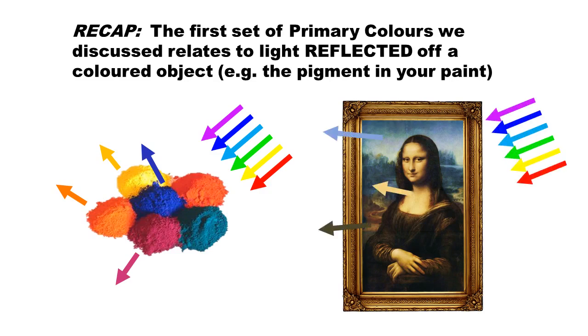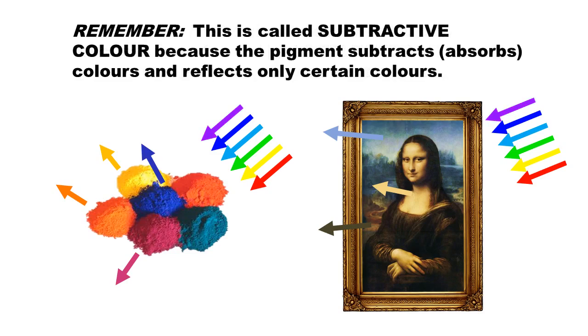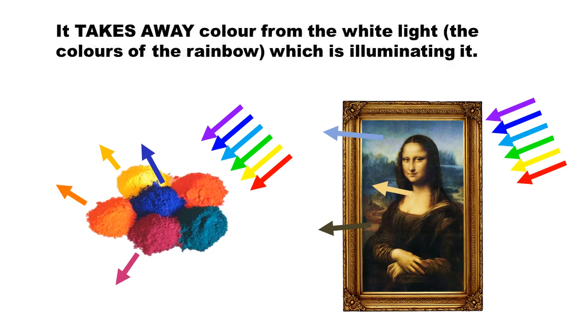The pure colours of the rainbow contained in white sunlight are absorbed and reflected in different proportions to give us all the colours we see. This process is called a subtractive colour model because each pigment absorbs many colours in the white light and reflects only certain colours. The pigment takes away colour from the white light, that is, the colours of the rainbow, which is illuminating it.